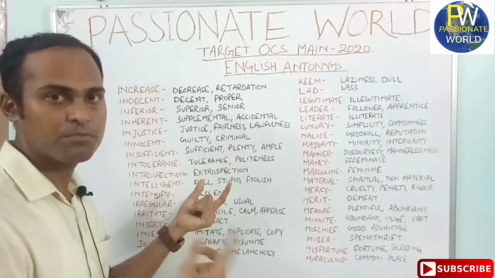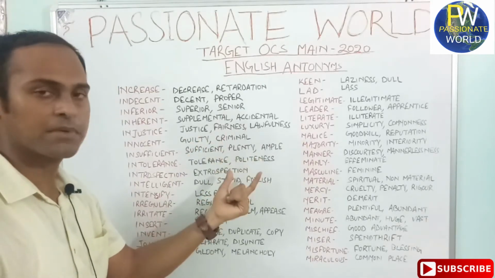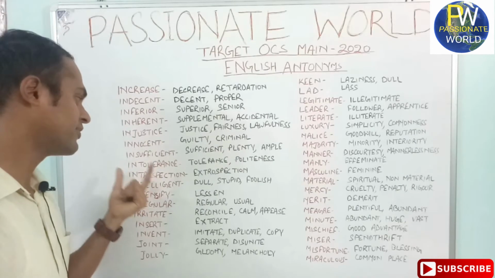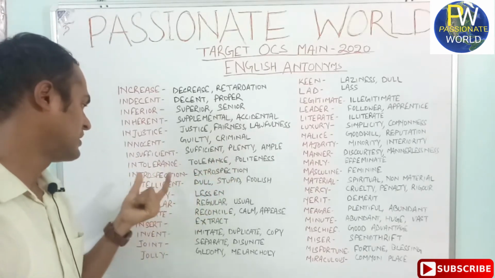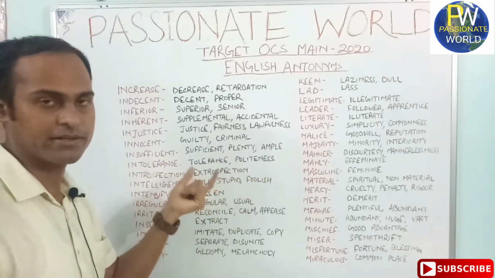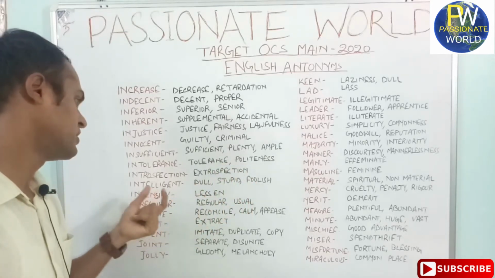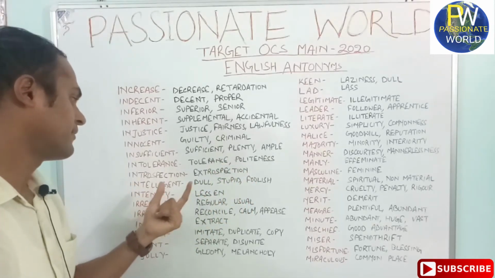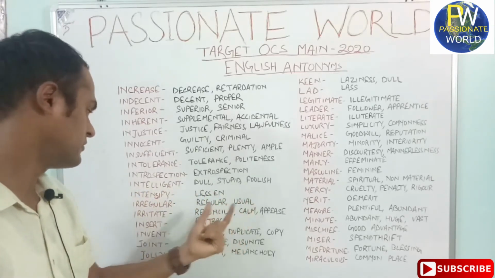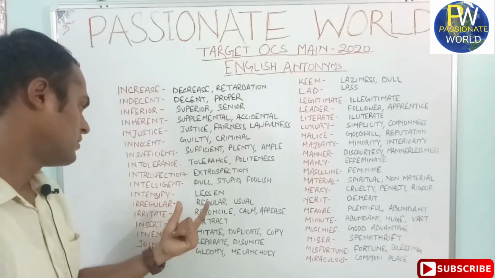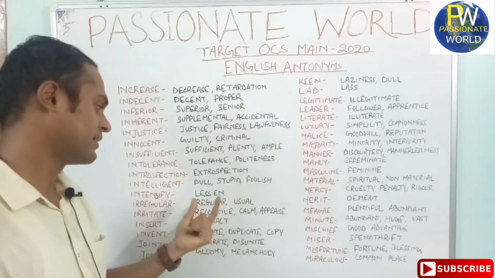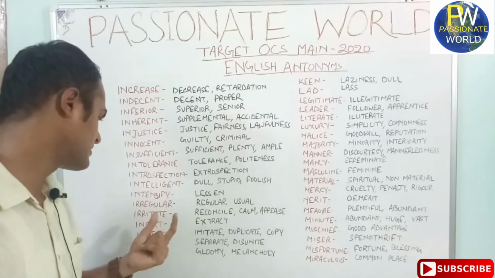If it can be done both sides. If this side is being asked, you have to write intolerance, tolerance, politeness. Then introspection, extrospection, intelligent, dull, stupid or foolish. You can write all of the three: dull, stupid or foolish. Then intensify, lessen. Then irregular, regular or usual. Irritate, reconcile, calm or appease. You can write all of the three: reconcile, calm or appease.